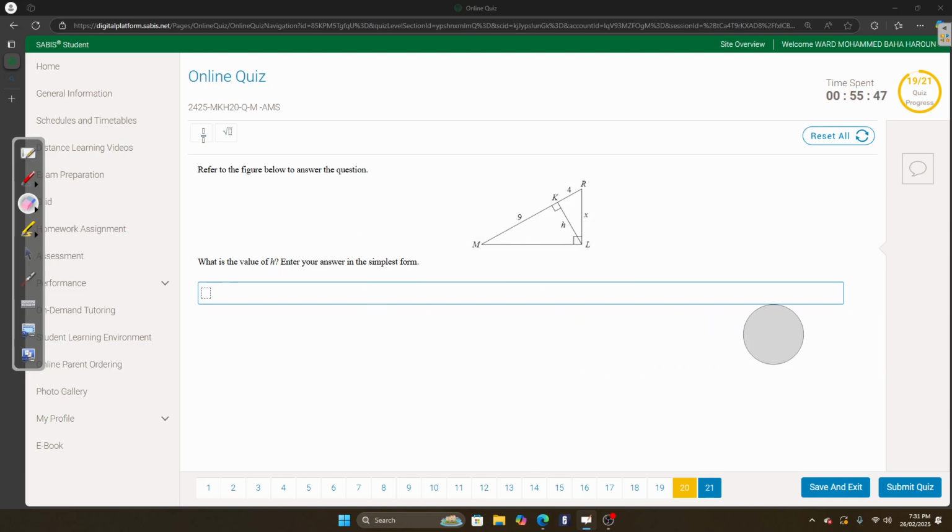Honestly, this is weird. It's not 9 times 4 plus 9. It's just 4 times 9, and it's 18. 4 times 9 is 36. h squared is equal to 36. Do the square root. It's 8, I mean, 6, sorry. Square root of 36 is 6.